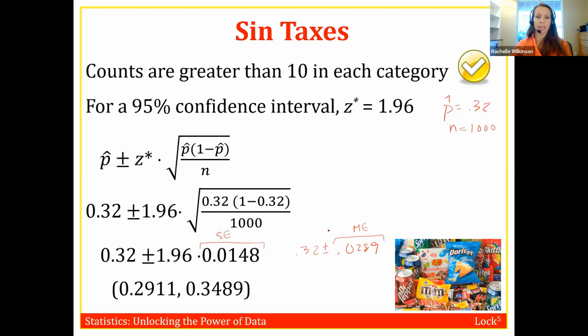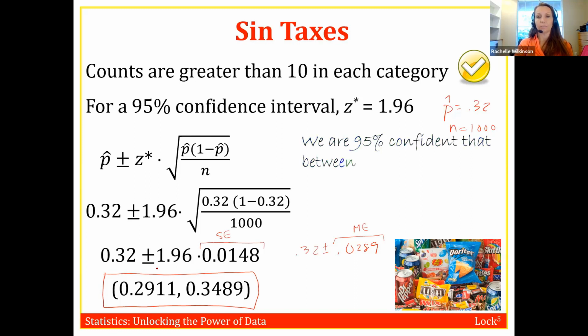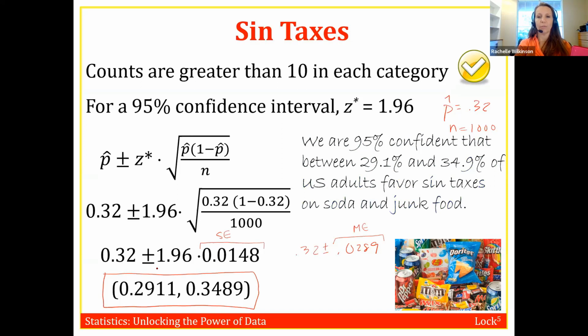I'm going to add and subtract that from 0.32. So I take 0.32 minus 0.0289, which gives me 0.2911, and then I take 0.32 plus 0.0289, which gives me 0.3489. So this is my confidence interval. We're going to write the conclusion the same way that we did in chapter 3. We are 95% confident that the true proportion of all adults who would favor sin taxes is between 0.2911 and 0.3489, or 29.1% and 34.9%.